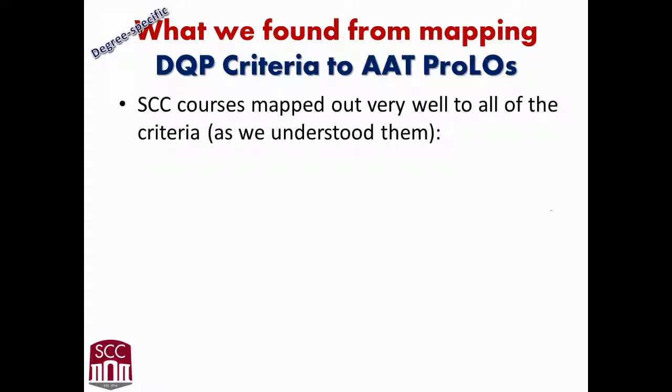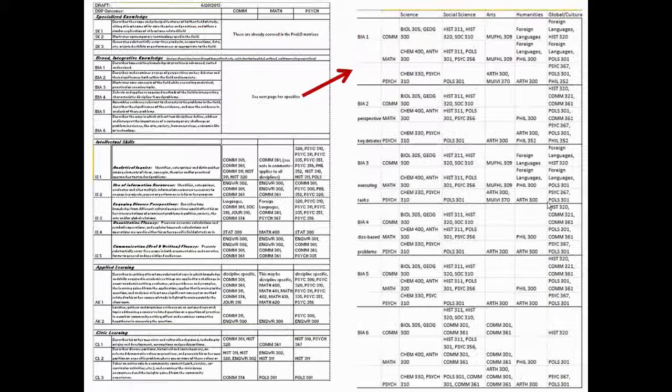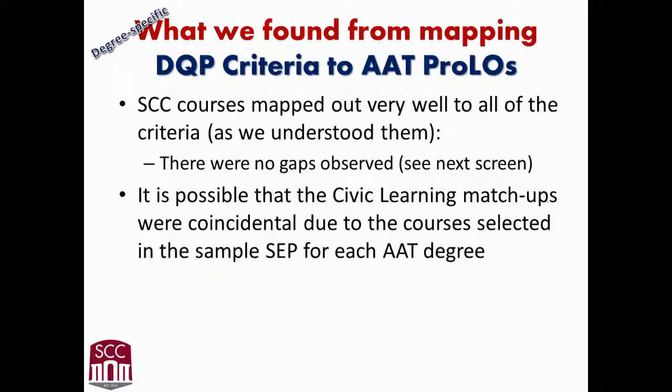We found that our SCC courses mapped out very well to all of the criteria as we understood them. We did not observe any gaps, as you can see from this graphic. Another thing that we want to draw attention to is that although we had courses that matched up to the civic learning outcomes in the DQP project, it is possible those were coincidental due to just the way the courses were selected as a sample SEP.